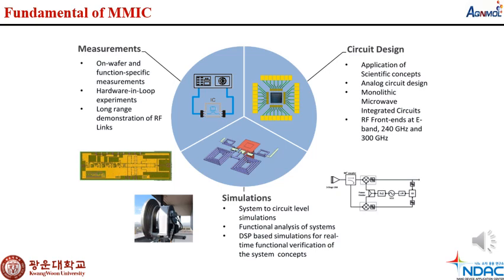and besides that, the circuit design: how we can design this circuit or how we can fabricate this circuit for the application of this scientific concept. So we need to remember the application of the scientific concept, the monolithic microwave circuit, and the RF front end and E bands, where it is 240 GHz and 300 GHz.